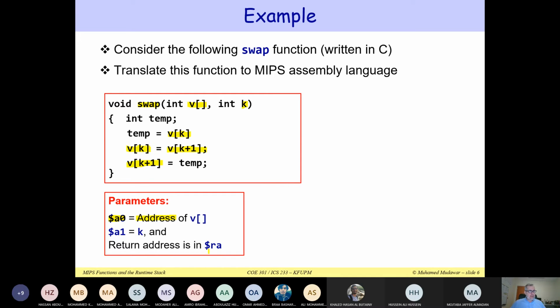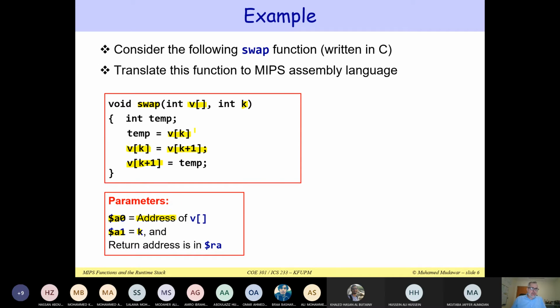Now, the array itself is in memory, but you can have the address. The address is just like an integer. The address is just an integer. So we store the address itself in register A0, and we store the index K inside another register, which is A1. A0 and A1 are called the argument registers. A0 is register number 4, and A1 is register number 5.